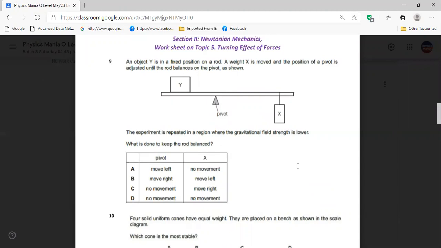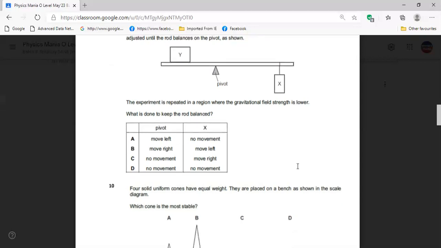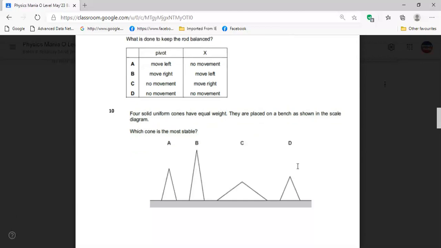I think the answer is D, no movement. Both the answers, no movement. D, correct. Then 10.